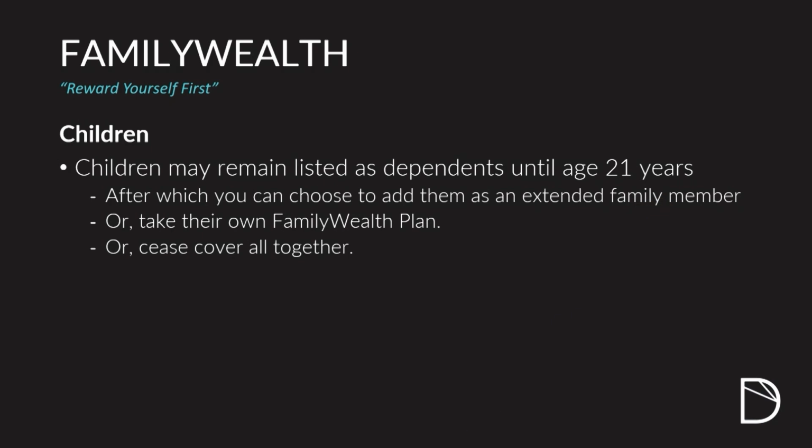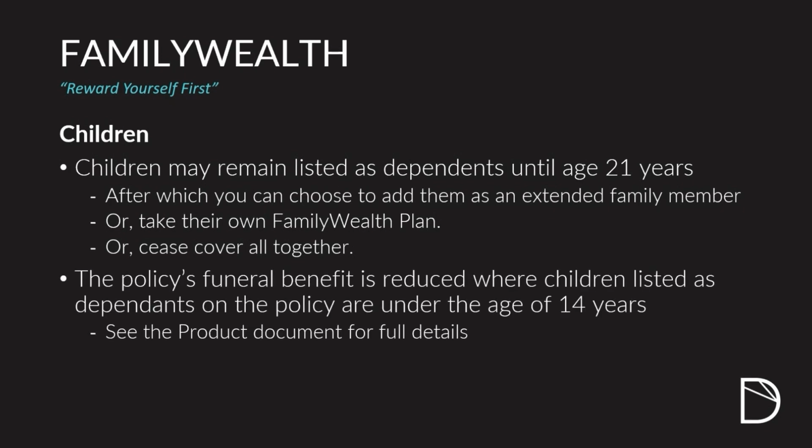Alternatively, a child can take out their own FamilyWealth plan as a standalone policyholder, or you can choose for them to fall away and not be covered anymore by your funeral plan. The policy's funeral benefits are reduced where children are under the age of 14. This is a legislated requirement. If your child is loaded to your policy and is under the age of 14, the 20,000 or 30 or 40 or 50,000 Rand cover that you've selected will be reduced based on their age. You can see the table of those reductions in your policy document.